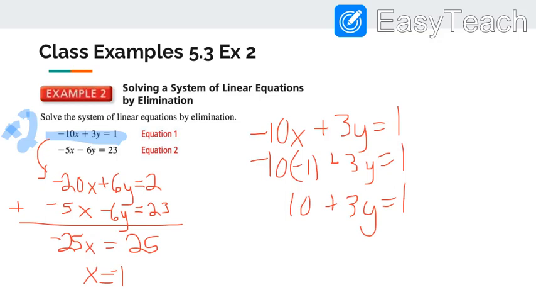So we'd subtract the 10 from both sides. We get 3y is equal to negative 9. Divide both by 3, we get y is equal to negative 3.